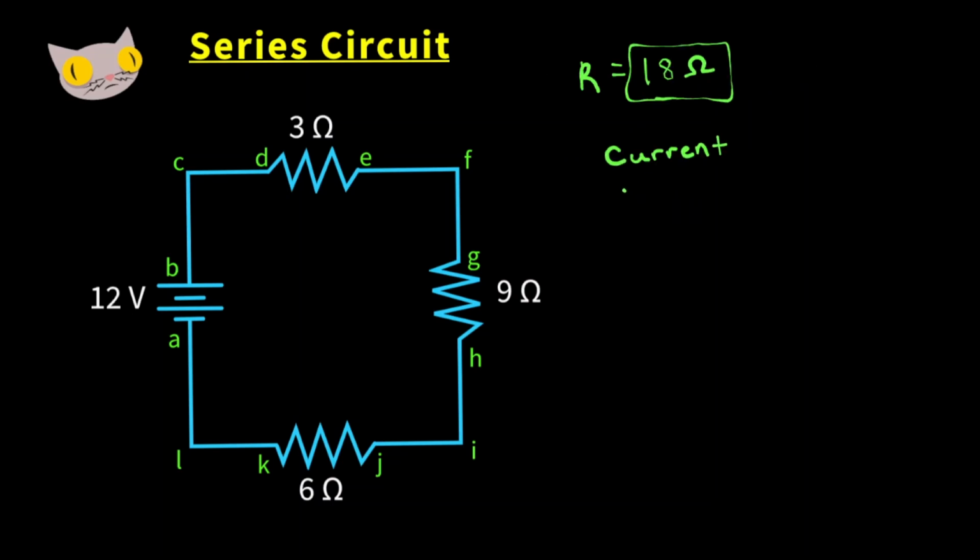The current can be found using Ohm's law, which states current is equal to voltage over resistance. Our voltage is 12 volts, and we found our resistance, that's 18 ohms. That means our current is 12 over 18, which gives us about 0.667 amps.